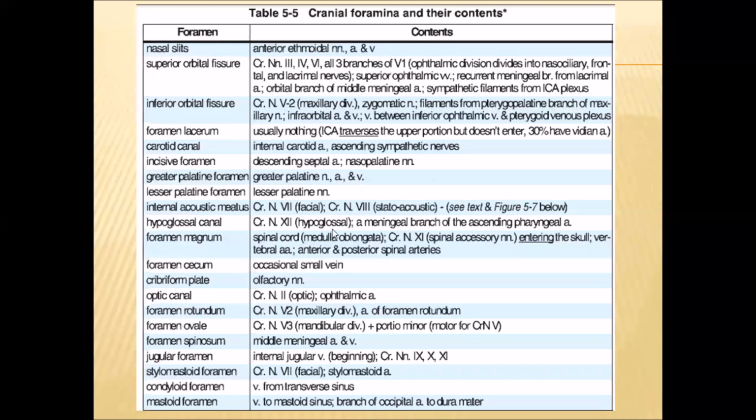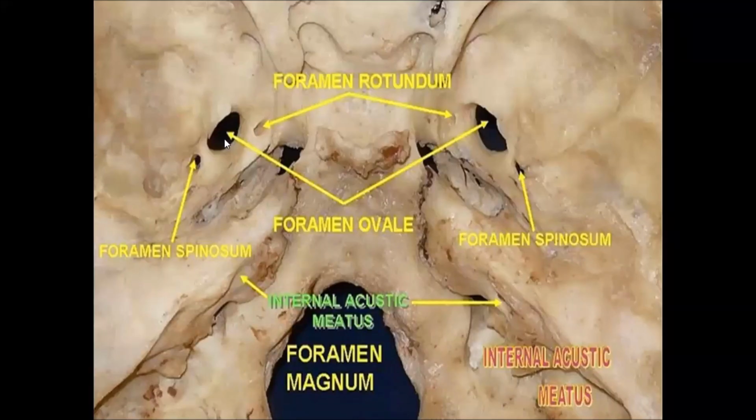Here I will discuss the foramen rotundum, ovale, and spinosum. In the rotundum you have the maxillary division of the trigeminal nerve, V2, and the artery of the foramen rotundum. Through the foramen ovale you have the mandibular division, that is V3, and through the foramen spinosum you have the middle meningeal artery. This is how the foramina are arranged within the skull. This is the foramen rotundum, this is the foramen ovale, and this is the foramen spinosum.